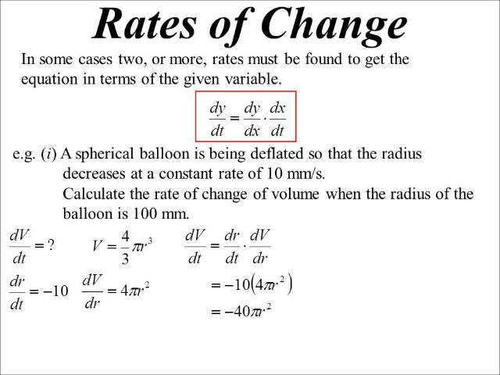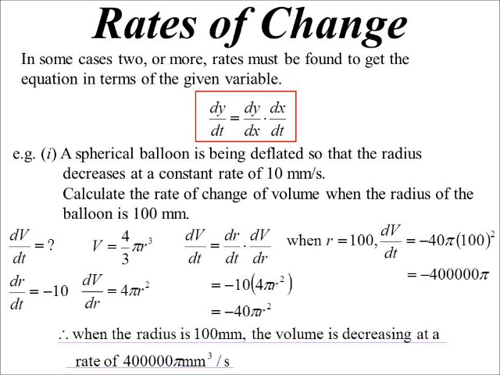So we can see it's not constant. It's dependent on the radius. So the bigger the radius, the larger the volume that's being expelled from our balloon. We want the time when the balloon's radius is 100 millimeters. So let's substitute that in, and we get minus 400,000 pi. So there we go. It's decreasing at 400,000 pi millimeters cubed per second.